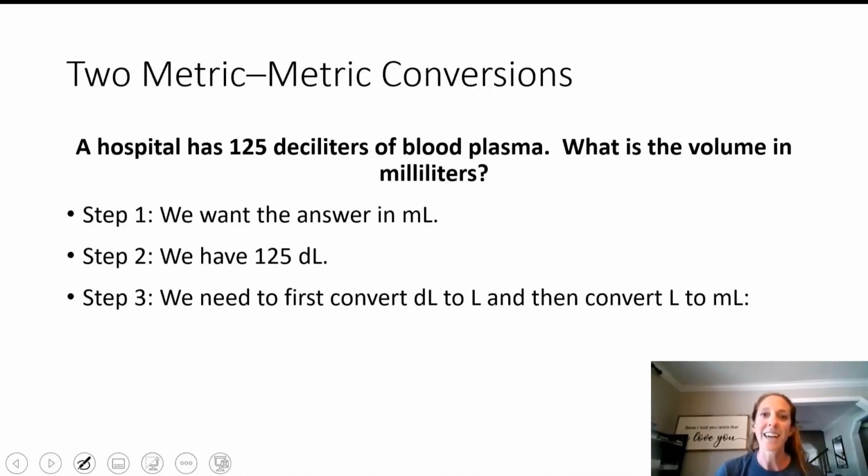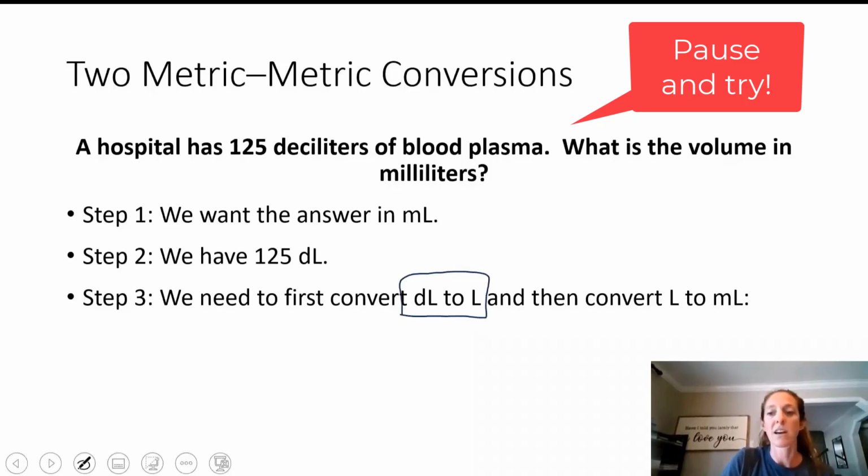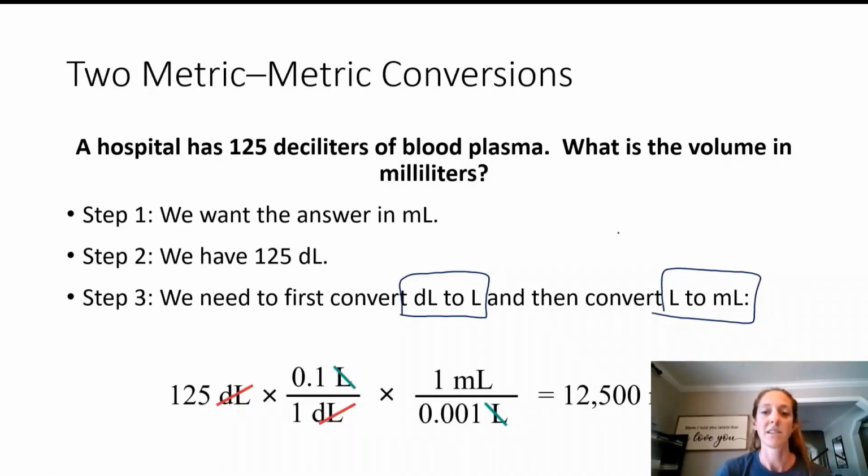Hopefully you're starting to get the hang of this. Try this practice. A hospital has 125 deciliters of blood plasma. What is this volume in milliliters? So again, I would suggest going from deciliters to liters and then liters to milliliters using that metric chart from the previous slide. See if yours matches mine.